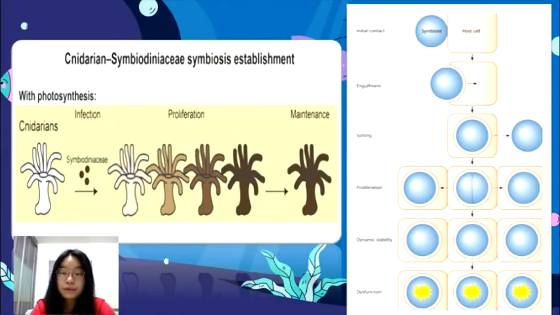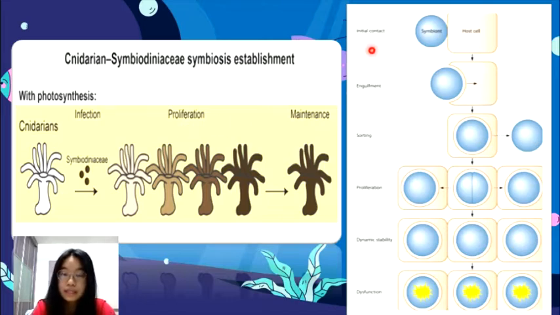These two diagrams show the steps of Cnidarian-Symbiodiniaceae symbiosis. For these three steps, infection, proliferation, and maintenance, proliferation and maintenance can only happen in the presence of photosynthesis. So the rate of photosynthesis is actually very important. These two stages depend on the rate of photosynthesis.